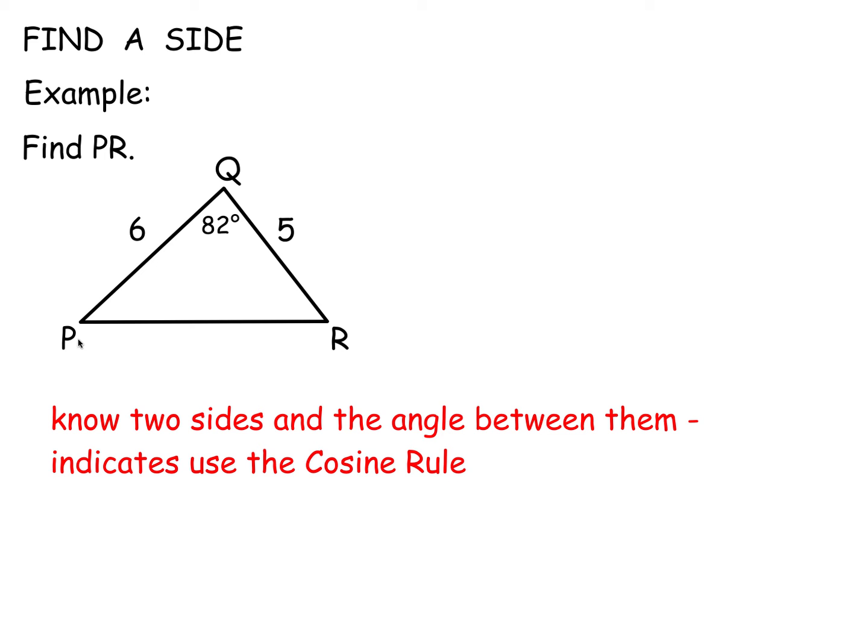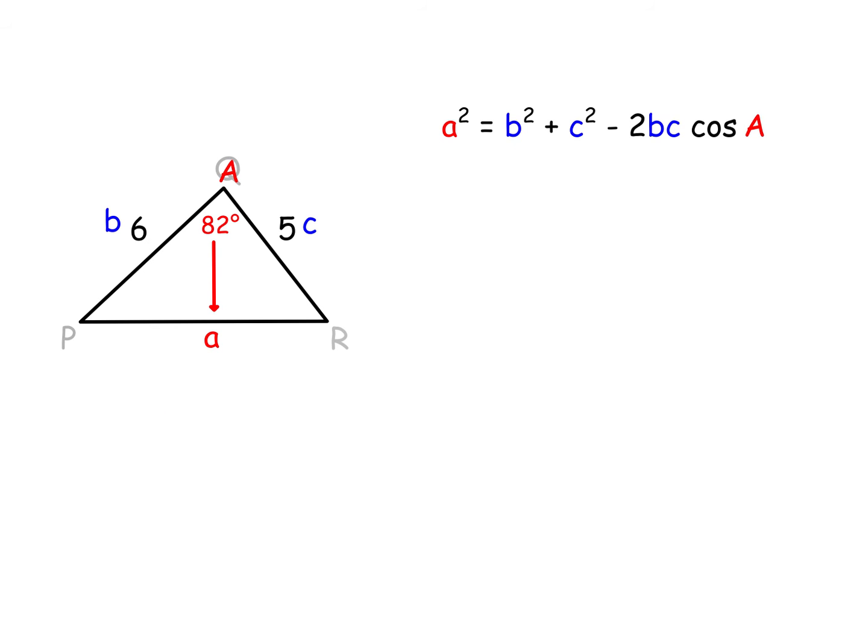What I'm going to do with this example is remove the lettering P, Q and R, and since we're using the cosine rule and we need to know angle A, I'm going to call this corner here A, and opposite, the side we're trying to find, is small a. Here it is here. So lose the P, Q and R, and we give it lettering, it will fit the formula. So all you do is now put the numbers in.